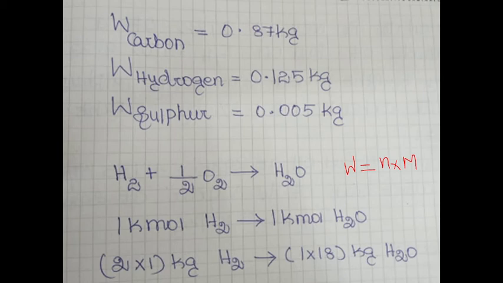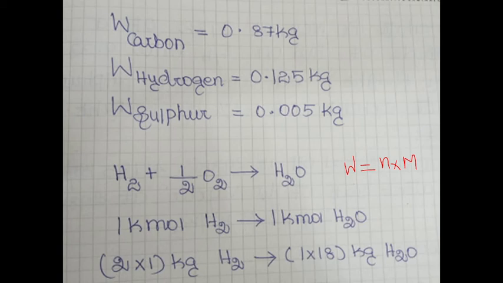Number of moles of hydrogen 1, molecular weight of hydrogen 2. So 2 into 1 is 2 kg of hydrogen. 2 kg of hydrogen produces how much kg of water? Water number of moles 1, water molecular weight 18. So weight is equal to number of moles into molecular weight, 1 into 18 kg of water.